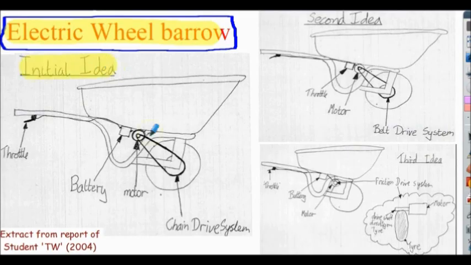Here was an electronic wheelbarrow. Initial idea shown here, driving the wheelbarrow using a chain system. Second idea shown here, driving the wheelbarrow using a belt drive system. And the third idea here, using a friction drive system. Very generic sketches, but showing 3 different processes to solve the same problem.